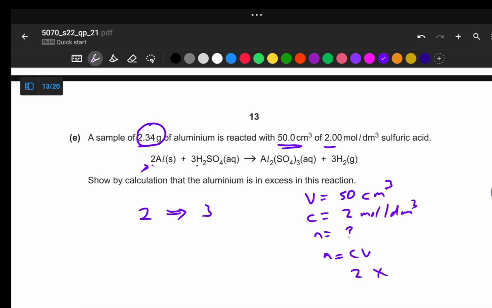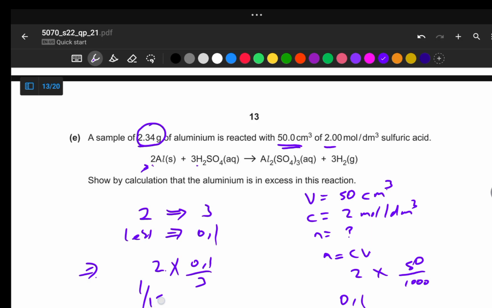So it's 2 by 50 over 1000, right, to convert it into cubic decimeters. So we're simply going to punch this straight into our calculator, right? So it's 50 divided by 1000 multiplied by 2, and we are going to have 0.1 moles, right? So the amount of sulfuric acid here is 0.1. So 0.1 will give us less, right? So we are going to have 0.1 over 3 multiplied by 2. So 0.1 by 2 divided by 3. So we are going to have 1 over 15, right?